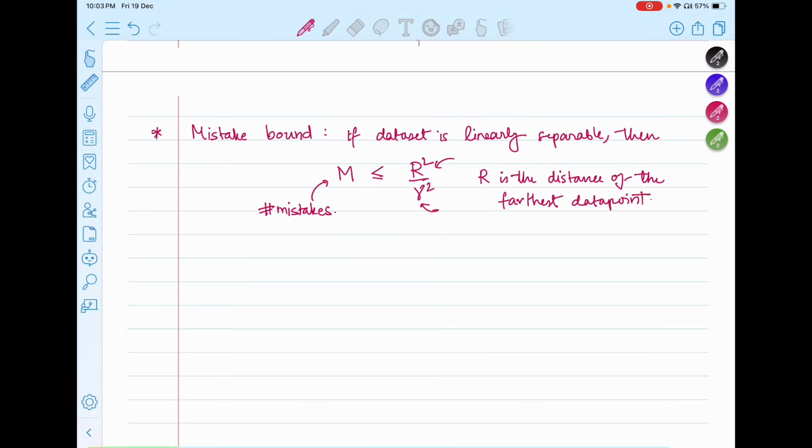R is the distance of the farthest data point. So in all of these cases, we are also assuming that our data set is centered, right? And that whatever line we are looking for is passing through the origin. So let me write that also. If data set is linearly separable and centered at origin, so basically we are looking for a line which passes through the origin.